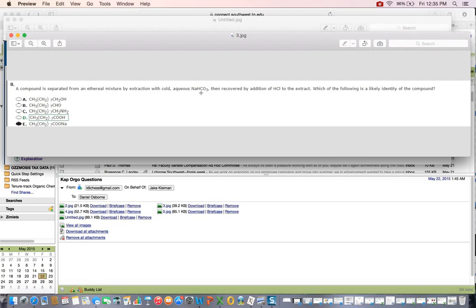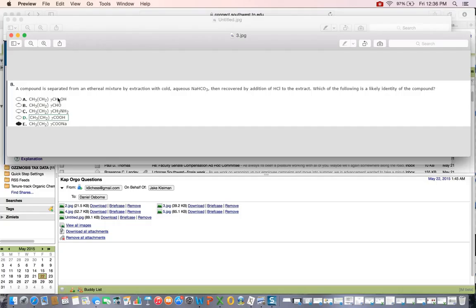All right, so moving to a new question. We have a compound that's separated from an ether mixture by extraction with cold aqueous sodium bicarbonate. Okay, stop right there. This sodium bicarb is an exceptionally weak base. It will only deprotonate the most reactive of organic acids. We now know we have a carboxylic acid.